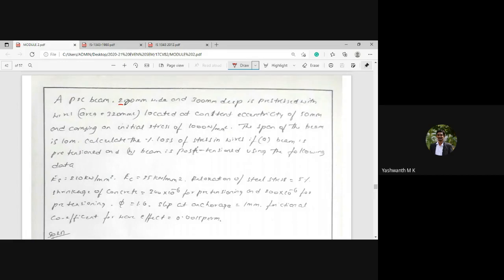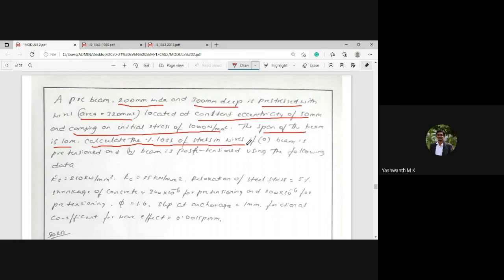A pre-stressed concrete beam 200 mm wide and 300 mm deep is pre-stressed with wires of area 320 millimeter square, located at constant eccentricity of 50 millimeter, and carries an initial stress of 1000 Newton per millimeter square. The span of the beam is 10 meter. Calculate the percentage loss of stress in wires if the beam is pre-tensioned or post-tensioned with the following data.